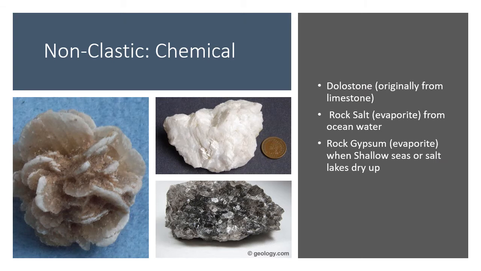All right, and our non-clastic chemical group, so we have dolostone, which is originally from limestone. We have rock salt, which can come in a variety of different colors. So that evaporates from ocean water. Now, if you remember, it contains the mineral halite, tastes salty. Okay, and then rock gypsum is also an evaporite. So it evaporates out of water. And here is your gypsum. All very beautiful, and you can kind of see that they're also very crystally, so chemical crystally looking.